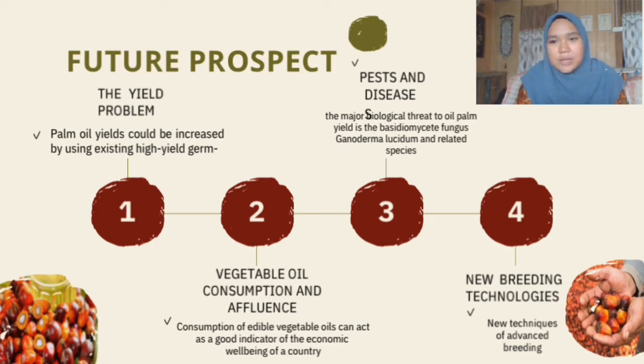Third one is pest and disease, where the major biological threat to oil palm yield is the Basidiomycete fungus Ganoderma lucidum and related species. And the last one about the future prospects is new breeding technologies, where we can use new techniques of advanced breeding.